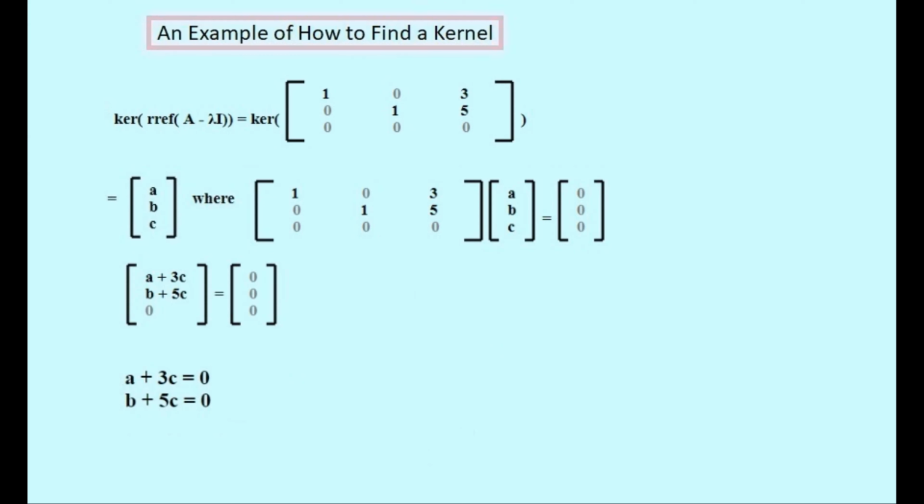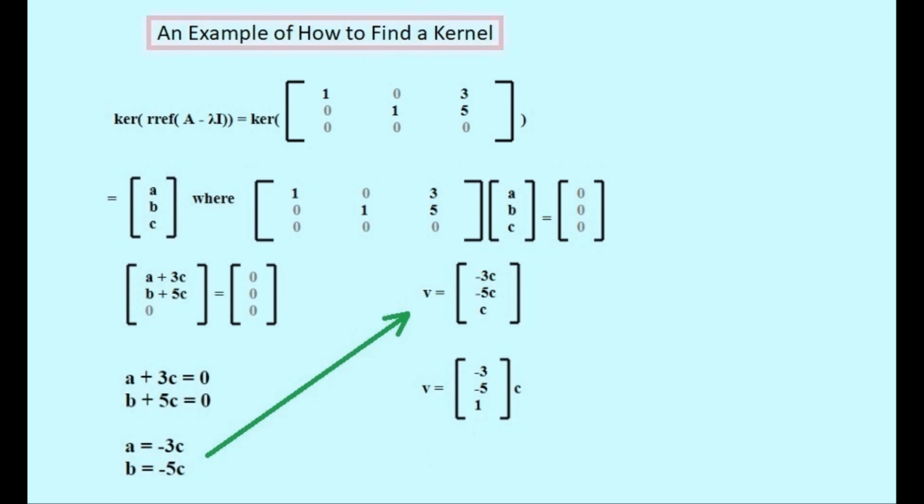We can extract these two equations from it. Both a and b can be expressed in terms of c. So v can be expressed as this vector, and the variable c can be factorized outside. And this is the eigenvector here, which we'll insert into the eigenvector data type.